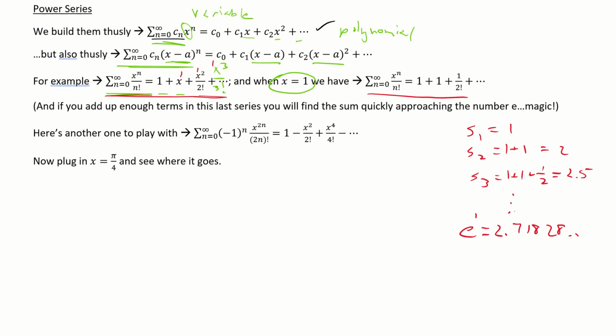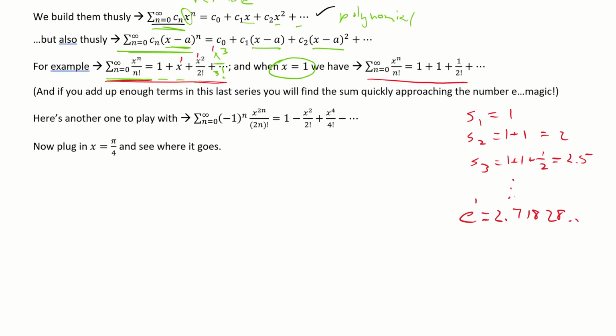But here's another one to play around with. Why don't you guys, with a calculator, plug in the number pi over 4 for x. So we have this series, here's the formula for it. It's alternating, and x is going up by double powers, so to speak. You see it happening right there: 1 minus x squared over 2 factorial plus x to the 4 over 4 factorial, minus x to the 6th over 6 factorial, plus as many terms as you want. So I'm asking you now to pause and just plug in the numbers.